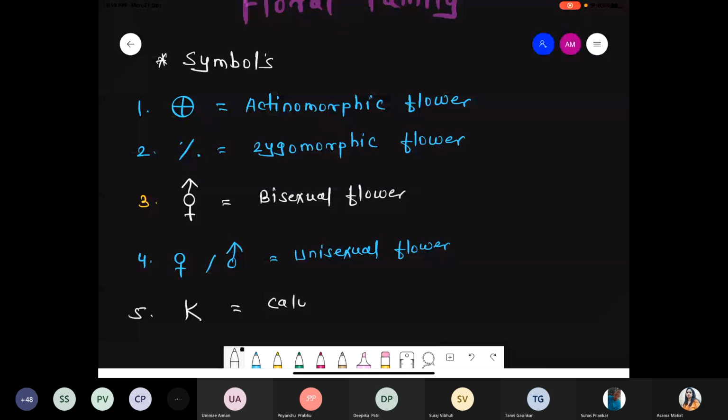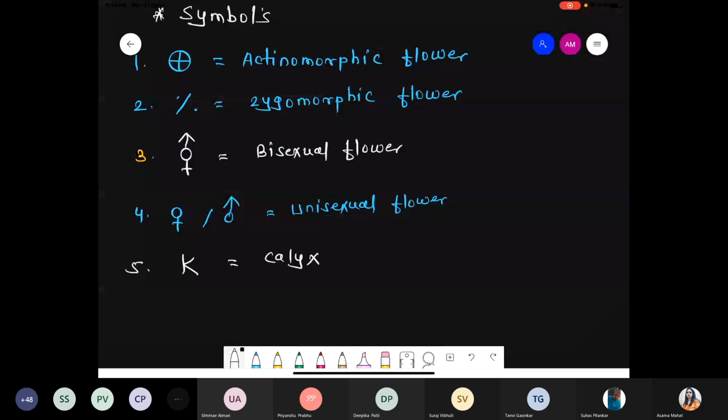If the calyx is present like this, capital K and N, N means the number of calyx members, right? Such a condition is represented as polysepalous condition. Polysepalous means that all the sepals are free, present in a free form. N represents the number of sepals.